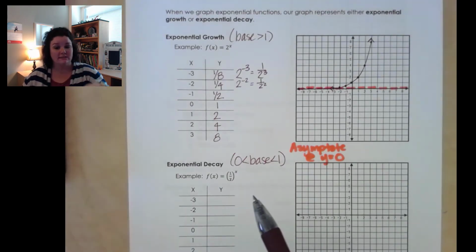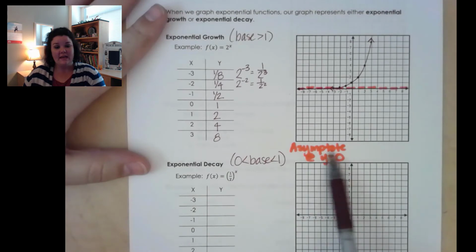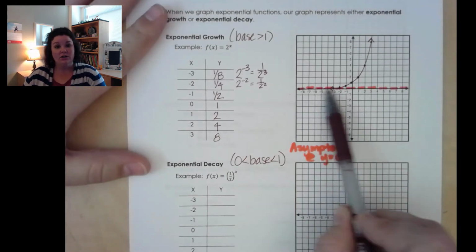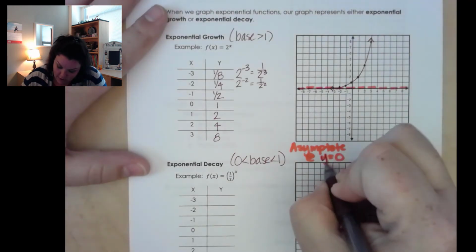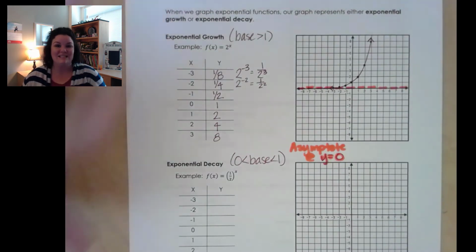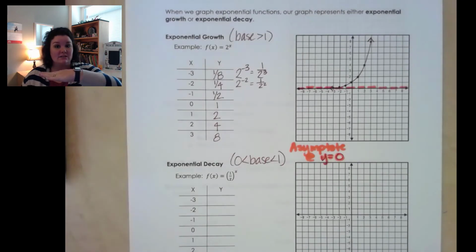Okay, has a horizontal asymptote. So it's important to be able to know what that is, to be able to identify it on your graph, and also to write it as an equation, y equals 0. Okay, don't just say 0 because it's a line. So you have to write it as an equation, y equals 0.